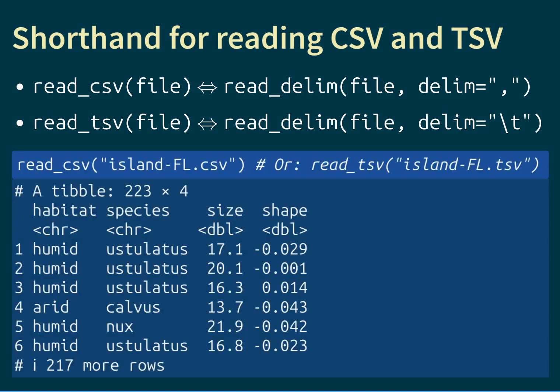To give an example, we had our earlier comma-separated value file, and we can read that in instead of with read_delim, just with read_csv. And notice that we specify the file name, islandfl.csv, but we do not need to specify the delimiter anymore. Incidentally, the same thing would have happened if we had read in the tabulator-separated file with its helper function, the read_tsv function, and we would have gotten the exact same output that we can see on the screen right now.